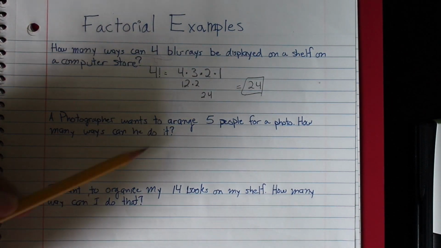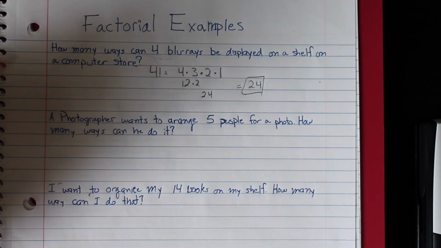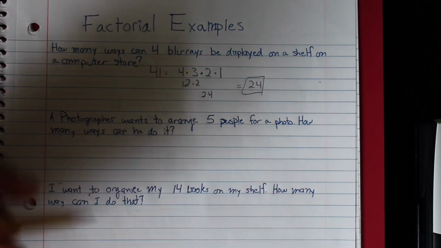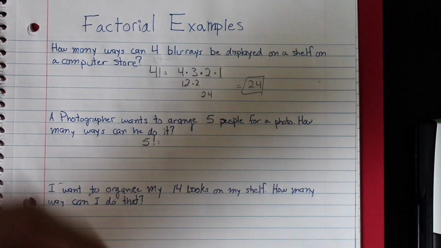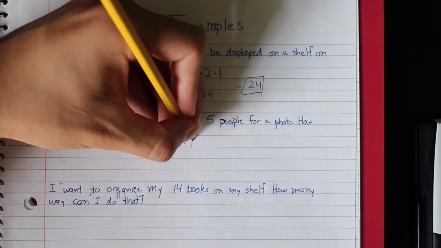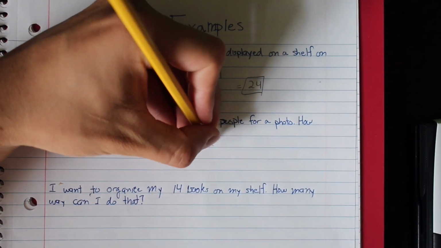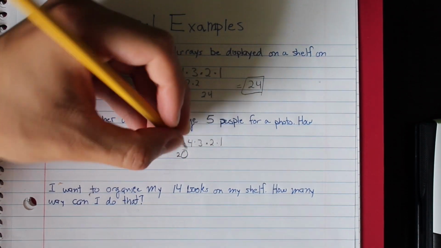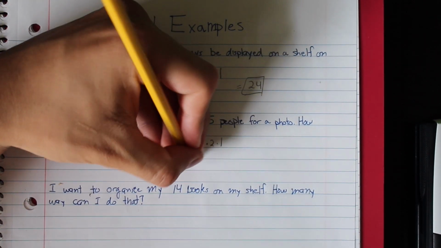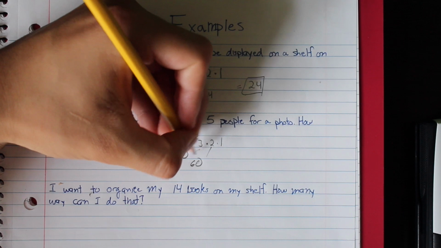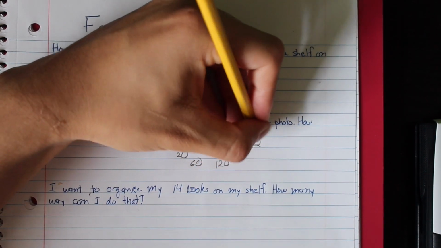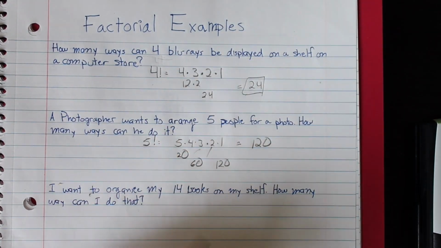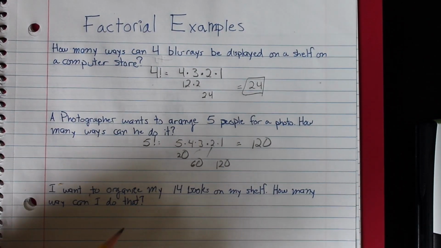How many ways can he do it? So it's going to be the same exact thing. It's a very simple question. So it's going to be 5 factorial. And we're going to do the same thing starting from 5. 5 times 4 times 3 times 2 times 1. So 5 times 4, that's 20. Times 3, that should be 60. Okay? Times 2, that should be 120, and so that means there are 120 different ways that those 5 people can be arranged in that photo.